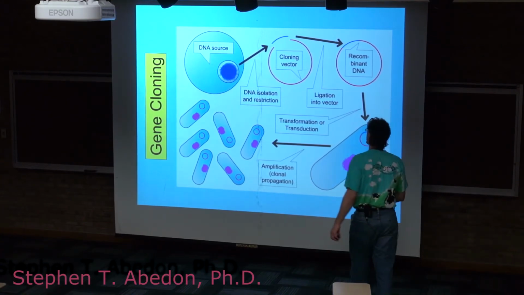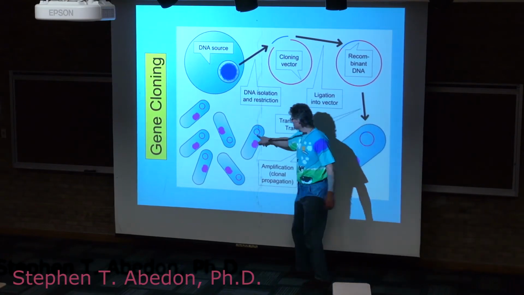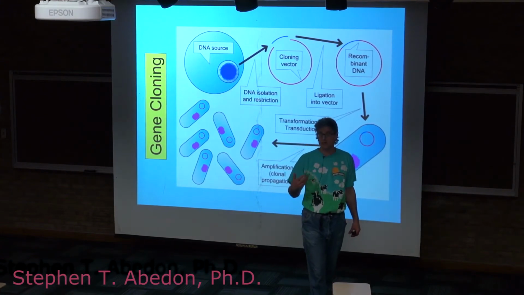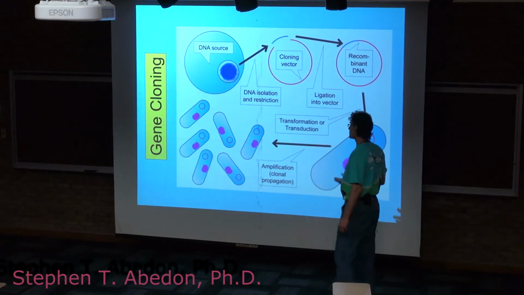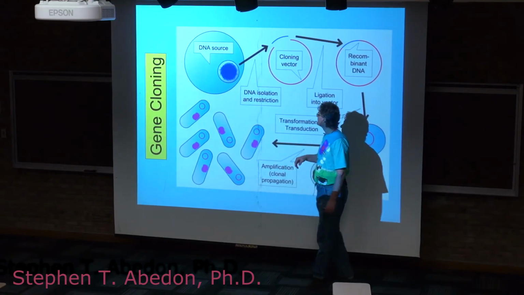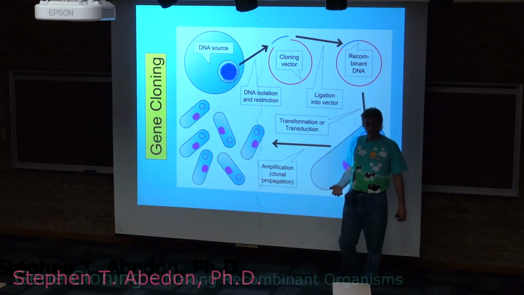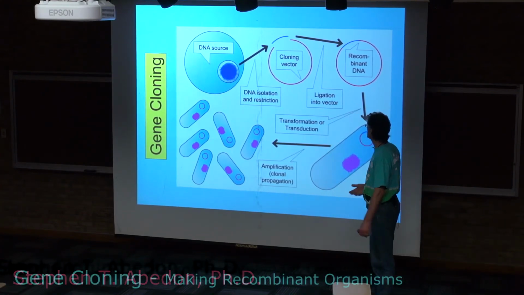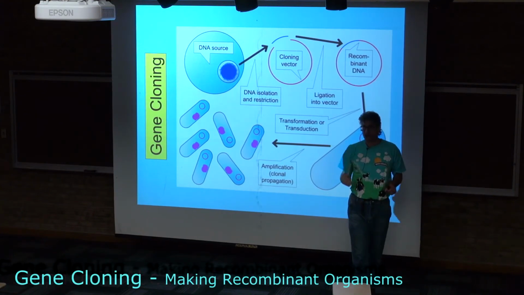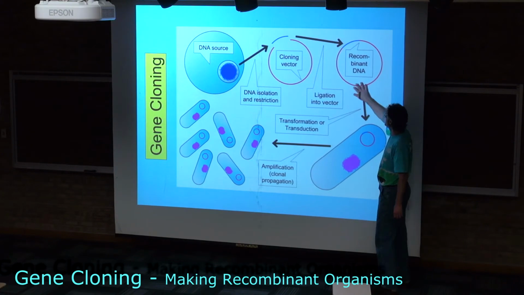And that cloning vector, typically it's something called a plasmid. In fact, this is a plasmid. A little piece of circular, in this case, DNA that's found as an extrachromosomal piece of hereditary material, in this case in a bacterium. We put the piece of DNA that we want to clone into a cloning vector. We have to make sure that it's attached to that cloning vector. It's ligated to it. And at this point, we have recombinant DNA.